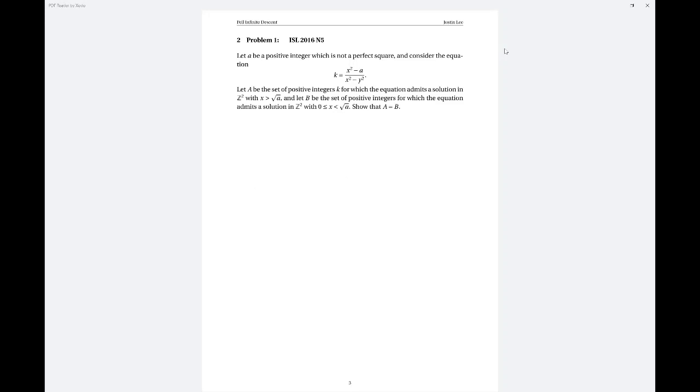So let a be a positive integer, and let it not be a perfect square. What's the problem with it being a perfect square? Well, if a is a perfect square, then x equals 0 is a solution. Anyway, consider the equation k equals (x squared minus a) over (x squared minus y squared). First we have the set of positive integers k which admit a solution with a large value of x, and then we also have the set of integers k which admit a solution with a small value of x. Now we want to show that whenever k has a large solution x, y, we're also going to get a small solution x, y.